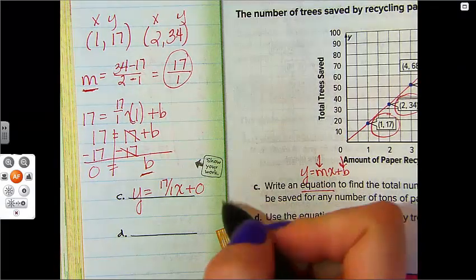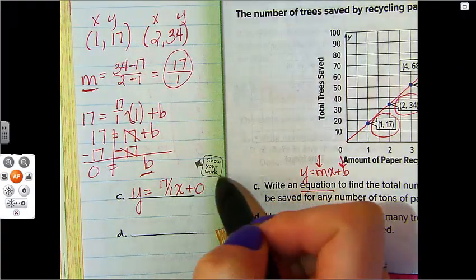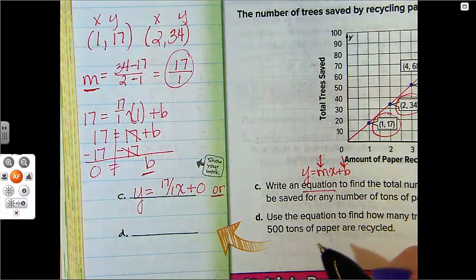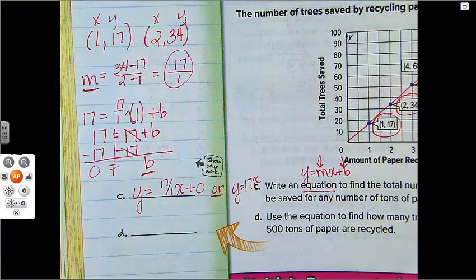Okay, another way to write that is I don't have to make this into a fraction. I can just leave it 17x, and I don't have to include the 0. So another, cleaner way to write that would be y equals 17x.